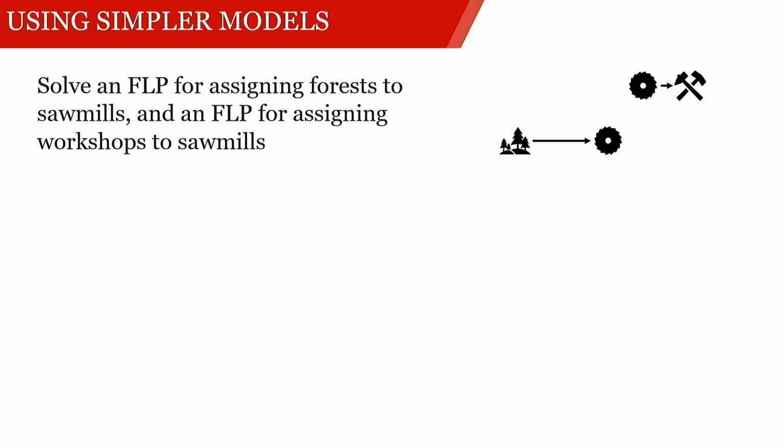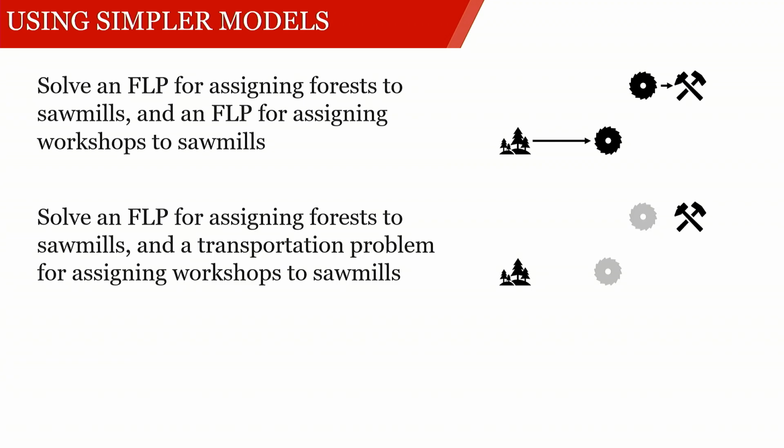Another model that we can solve is we can first solve a facility location problem for assigning forests to the mills, and then a transportation problem for assigning the workshops to the sawmills. And now we don't have a second facility location problem, which makes it a little bit easier and ensures that we're actually feasible. So this is the first step, and then we're assigning, which of course means that in the second case we have slightly higher cost.